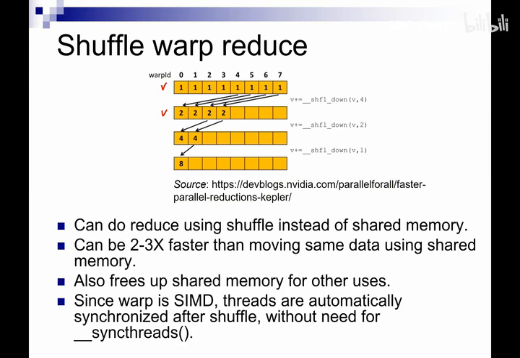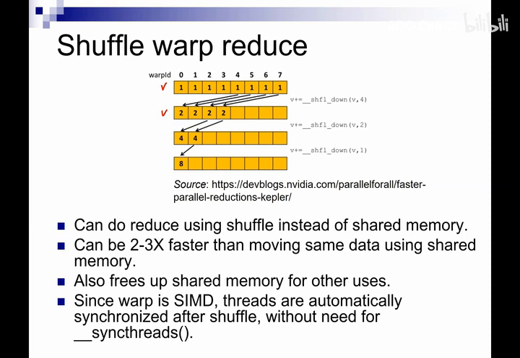And if you compare the performance of this shuffle-based reduce versus something that, let's say, uses shared memory, it can actually be a lot faster. It's like 2 to 3 times faster based on their measurements. Also, this will free up your shared memory, and you can use it for other things, because as we know, the shared memory is really small.